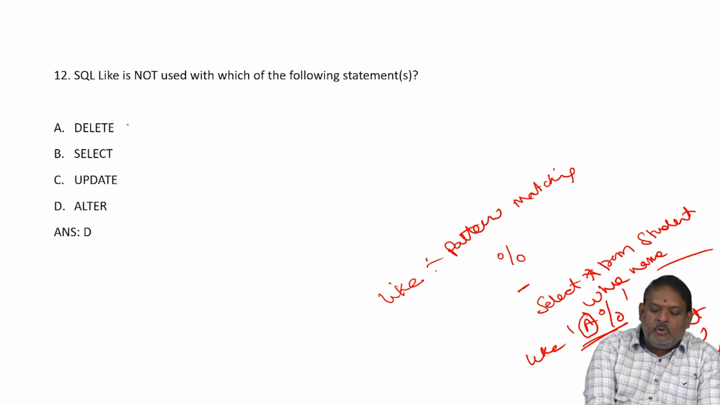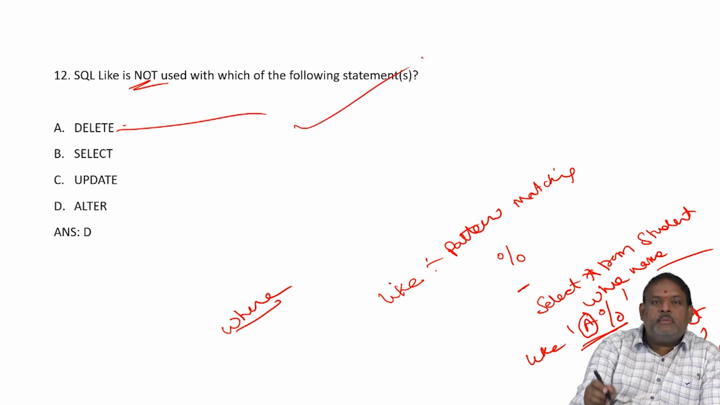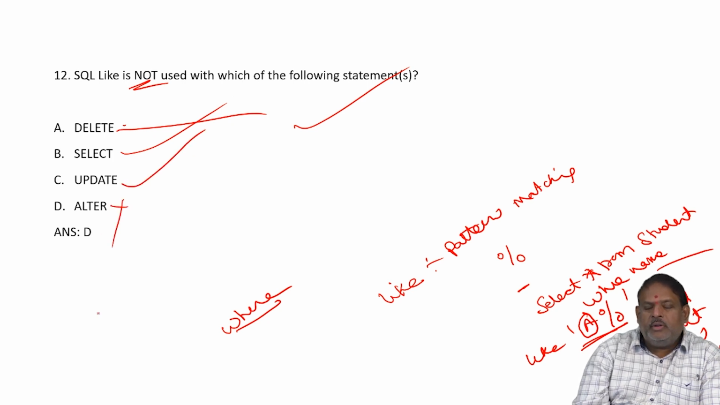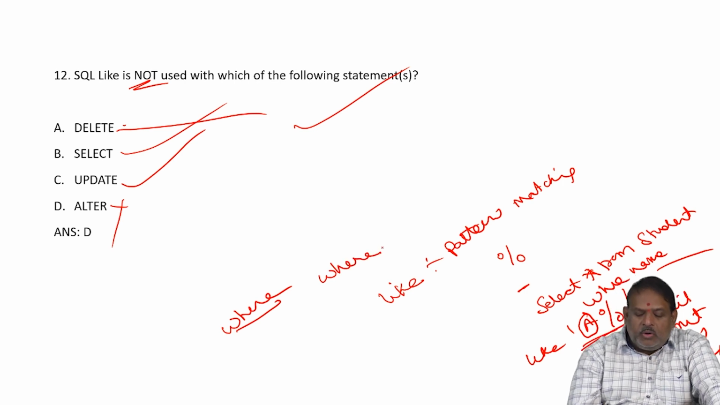Now, SQL LIKE cannot be used for which of the following commands. So, delete it can be used because it can be used in any where clause. This LIKE operator can be used with the where clause. So, we can use where with the delete statement, with select, and with the update statement. We cannot use it with alter, because in alter we don't have a where clause usage.